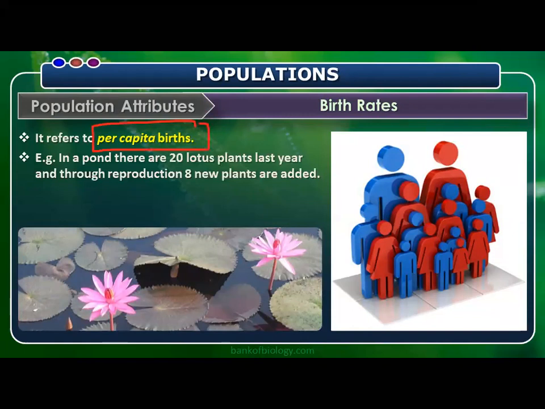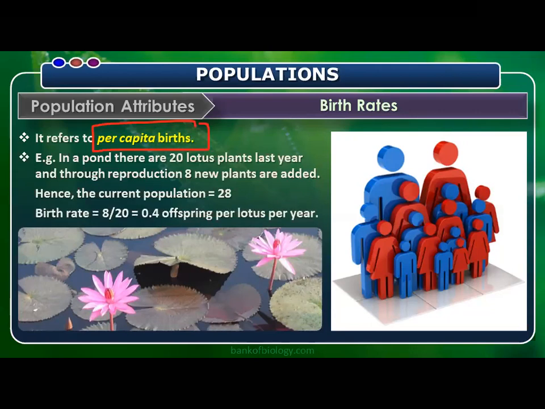For example, in a pond there are 20 lotus plants last year, and through reproduction, 8 new plants are added. The current population is 28. So how do we calculate? Birth rate is equal to 8 by 20. We have to prepare our own notes here, the principle. What is the principle here? What is 8? 8 means newborn, new births, by 20. 20 is the previous population.